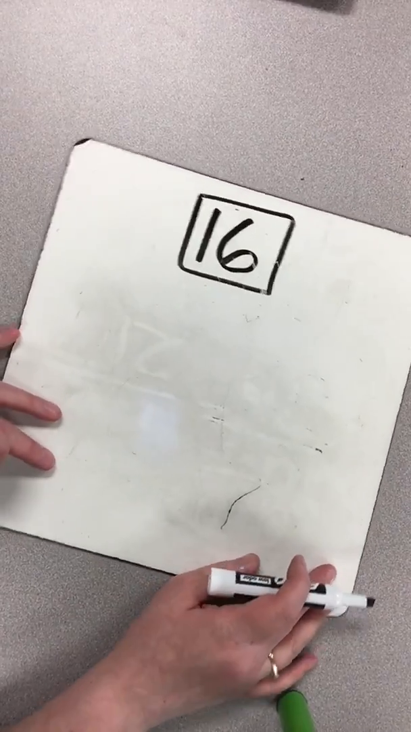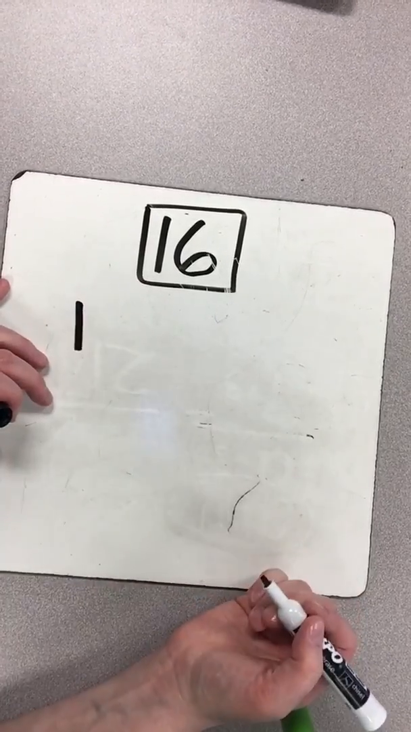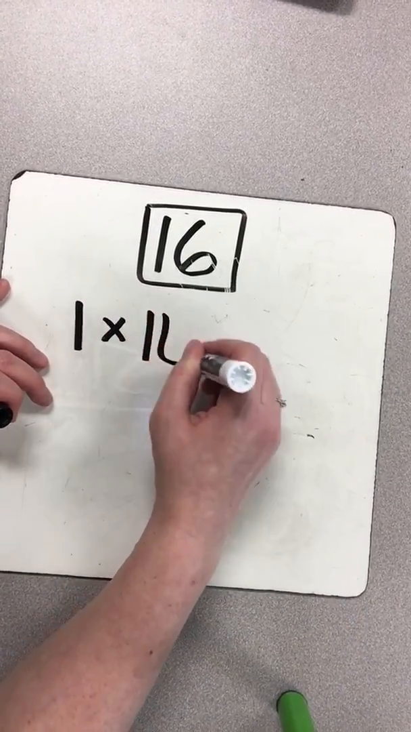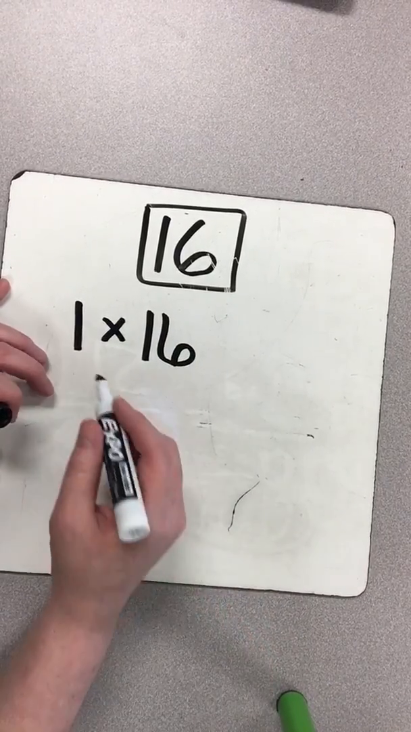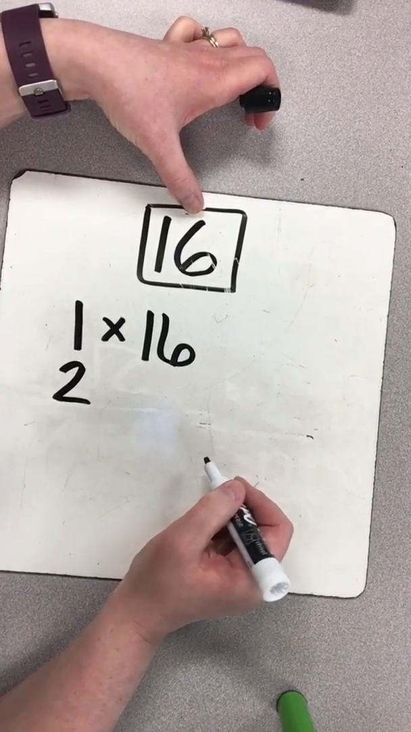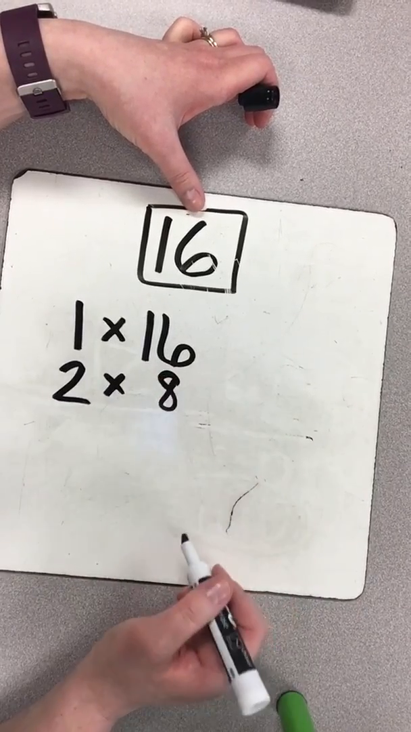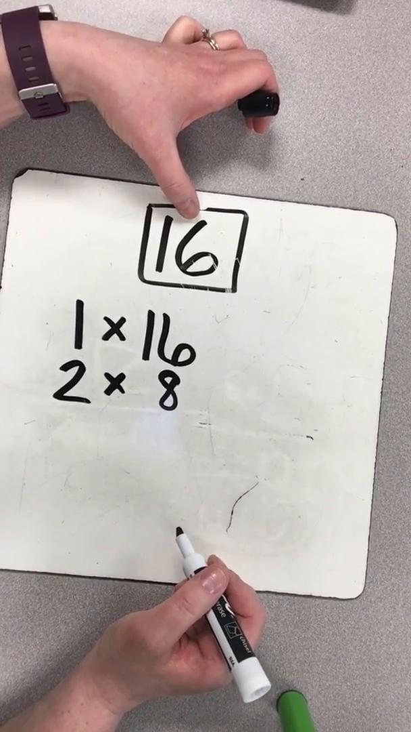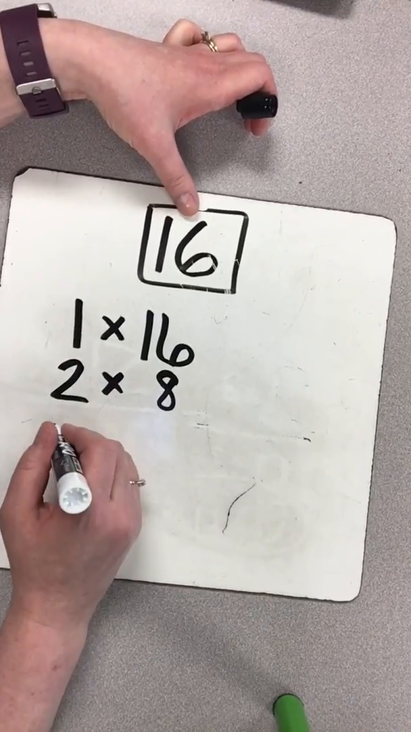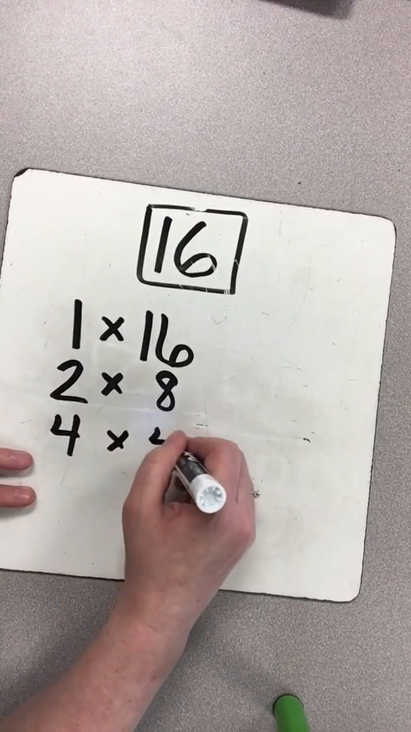Okay, the next one is the number 16. Just like 8, we start with a 1. 1 times 16 equals 16. Now I think, can 2 go into 16? If I look at 16 as an even number, yes, so 2 can go into it. 2 times 8 equals 16. With 3s, if I count by 3, 3, 6, 9, 12, 15, 18, 3 does not go into it, so I don't write 3 down. 4 times 4 does equal 16, so I do my 4s.